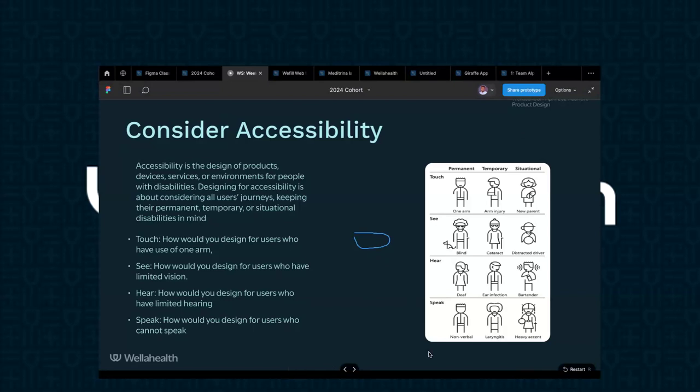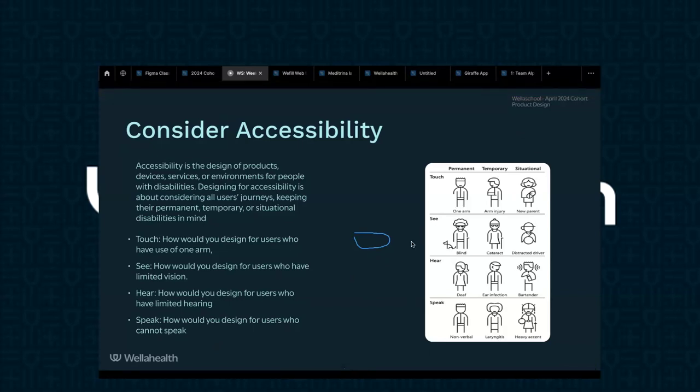Accessibility is not only important when people have one disability or the other. Why? Because at some point in our lives, all of us have been disabled, if you think about it. So consider people who cannot touch, who maybe are amputees. They've lost the ability to touch.